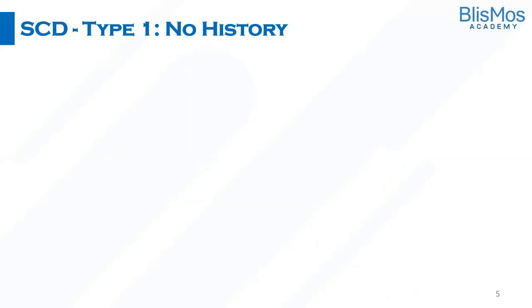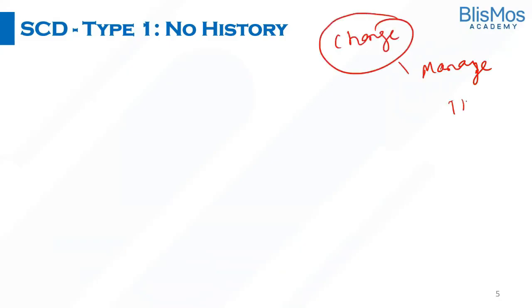If I ask you a question, why are we talking about SCD type 0, type 1, type 2? The answer is, if there is a change in the dimensions, we want to manage them. We want to tackle the changes. The referential integrity is taken care of.